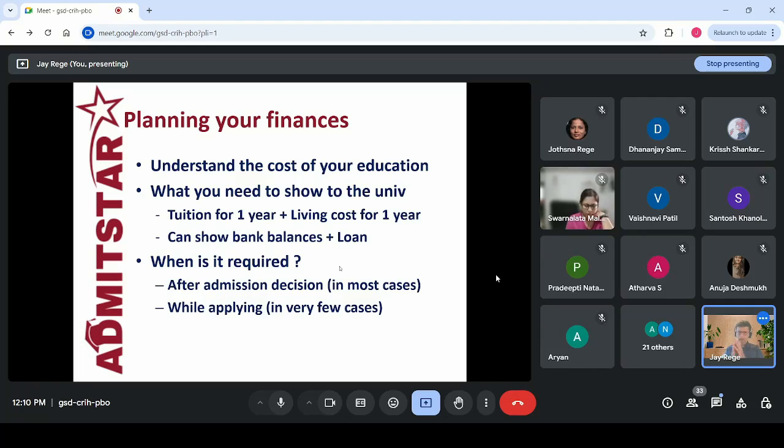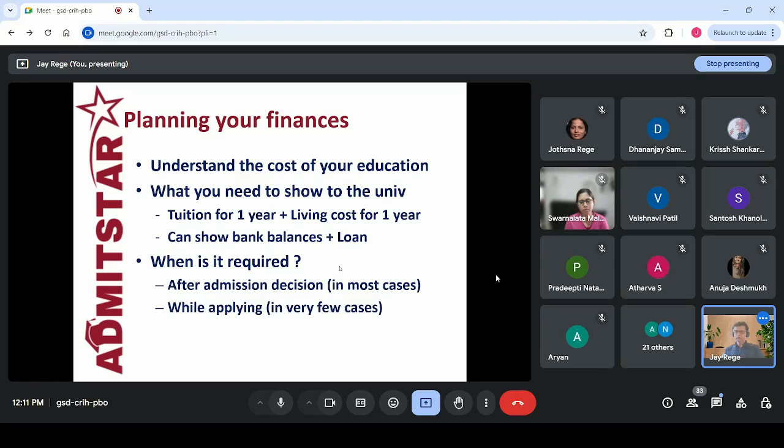When you plan your budget, you plan for both tuition and living. After you go there, if you get scholarships, student jobs, or internships, most likely you might be able to cover your living cost. But at least for planning purposes, I would say plan for both.